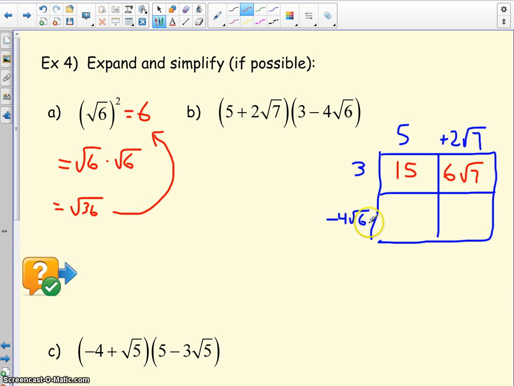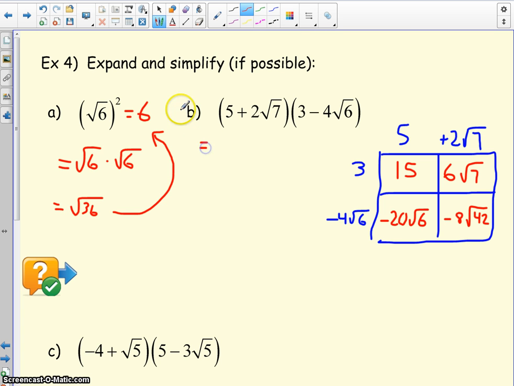5 times negative 4 root 6. 5 times negative 4 is negative 20, so I get negative 20 root 6. Okay, and here I have 2 times negative 4, so I get negative 8. And root 7 times root 6 is root 42. Okay, I'll check if that simplifies later. Let me just take all this now and make that my next line here.